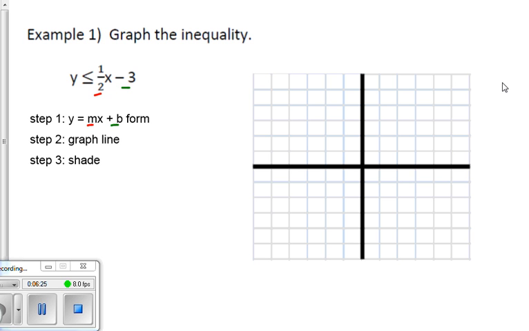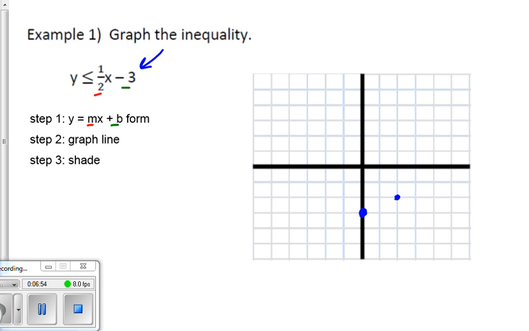So we'll take our y-intercept, this piece here. That means go down 3. So right here at 0, negative 3 is where we're going to start. Looking at our slope then, we know that we need to go up 1 over 2. Again, we always read from left to right. So as we start here, we're going to go up 1 and over 2 to this point.